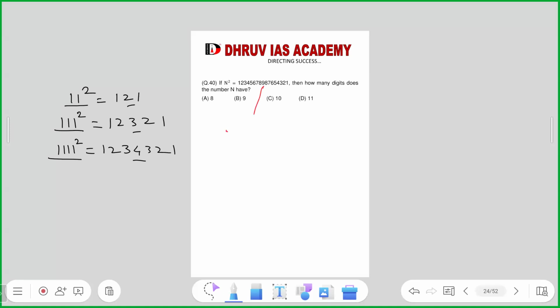So how many digits will n have? n will have 9 digits, because there is the number 9 in the middle: 1, 2, 3, 4, 5, 6, 7, 8, 9, then 8, 7, 6, 5, 4, 3, 2, 1. Yes, again there are some questions based on squares, cubes, etc. So the correct option will be B, equal to 9. Option B.